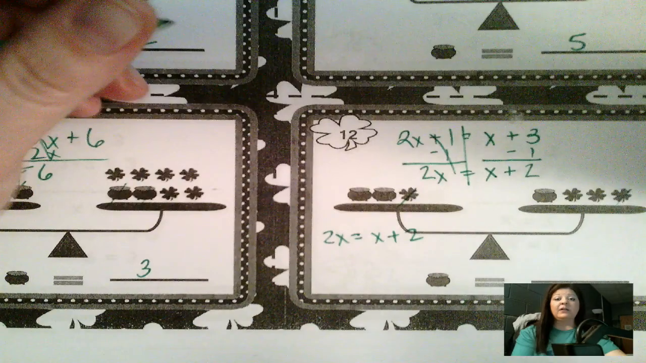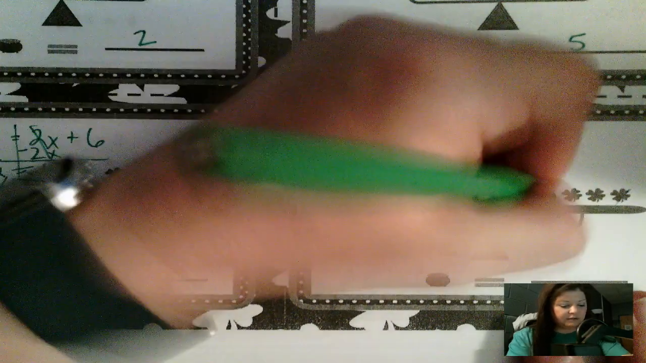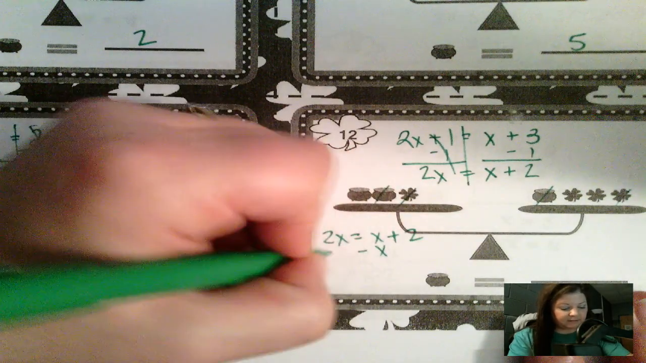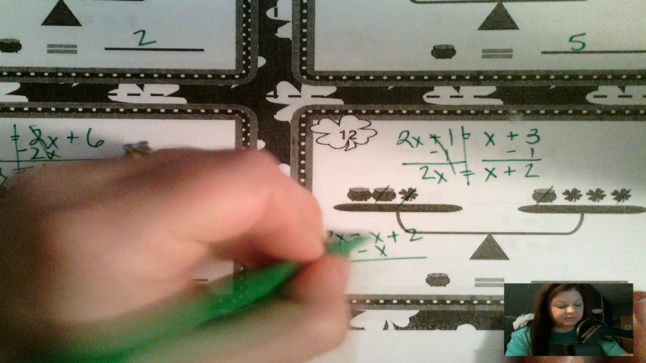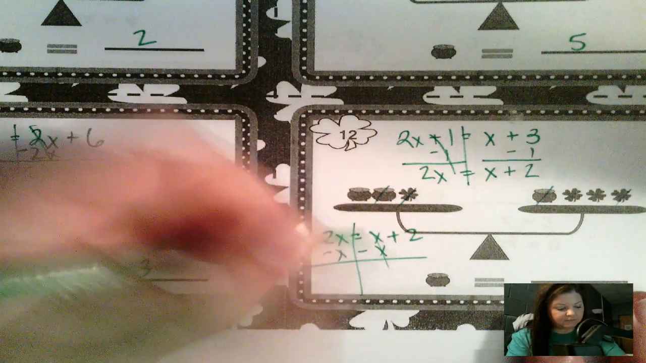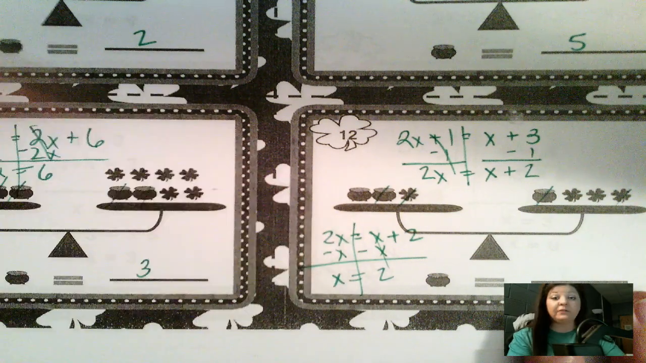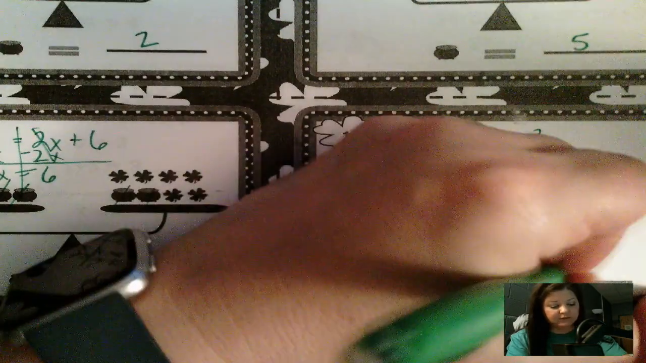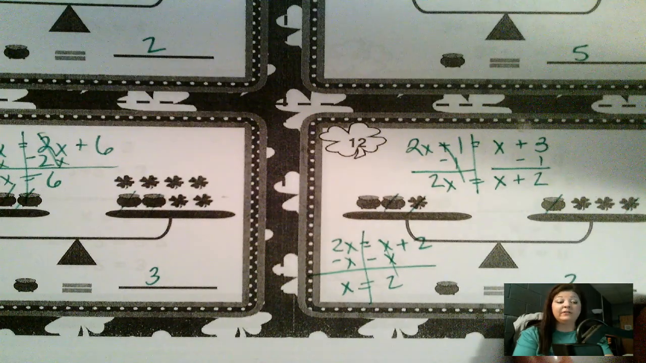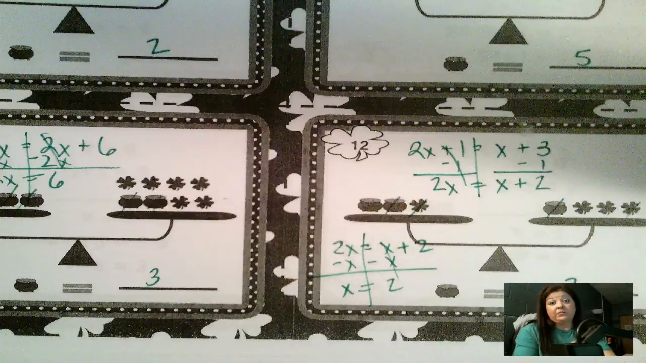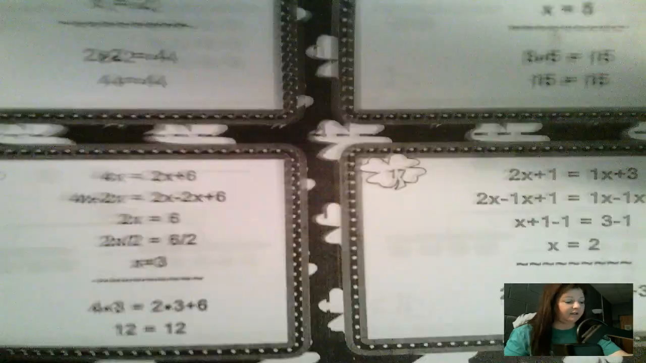Now I need to take away a pot of gold on each side. All right, so minus x on both sides. And we have x equals 2. Okay, so we have 2. So now let's go and try to see if these match up and make sure we're right. It's a good way to check ourselves if we're not doing the check step. The check step is on here.